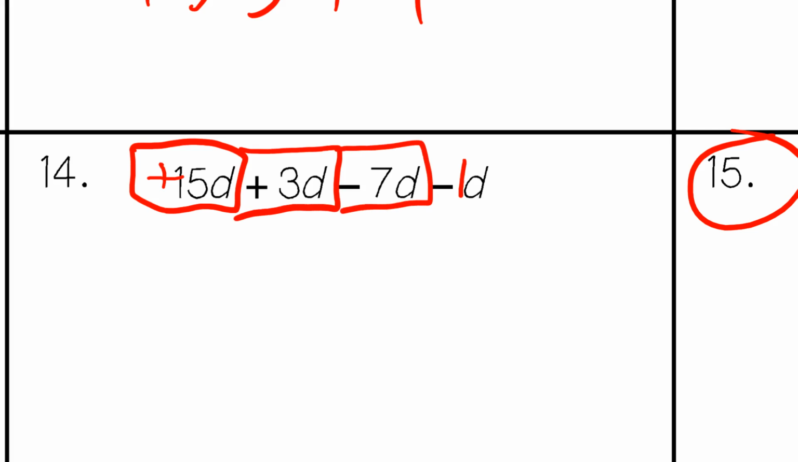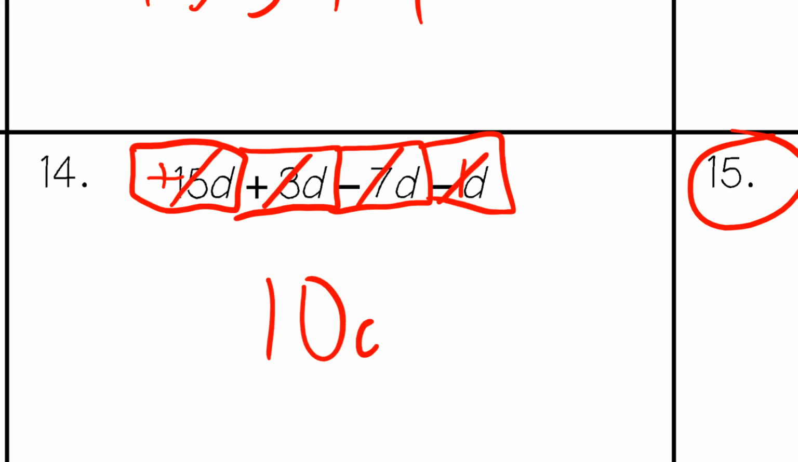Let's box everything up, and we're ready to combine. Positive 15D and positive 3D, so 15 and 3 gives me 18, but 18 minus 7 will give me 11. 11 minus 1 will give me 10. So after I simplify that, my expression will be 10D. So hopefully you got that right. If you got it wrong, that's okay. It tricked a lot of students. So you're not alone, but hopefully you learned from it either way, and I hope this helps.